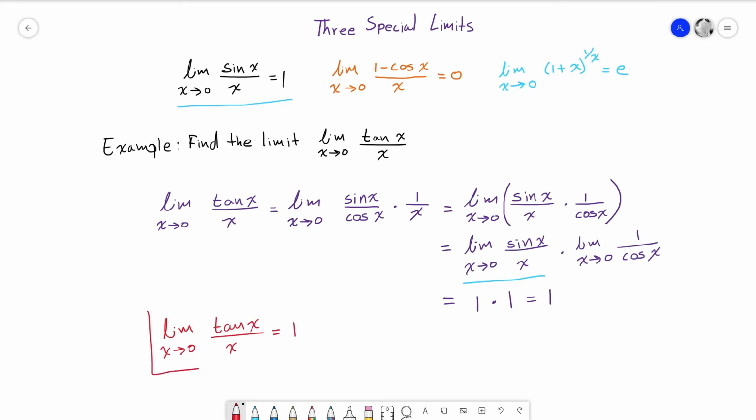Now, on the AP exam, I would say 9 times out of 10, you are not going to be asked to find two other functions that are greater than or less than the function we're interested in. Instead, you're going to have to show that the conditions for the squeeze theorem are satisfied. And in class, we're going to see several problems where that's the case.